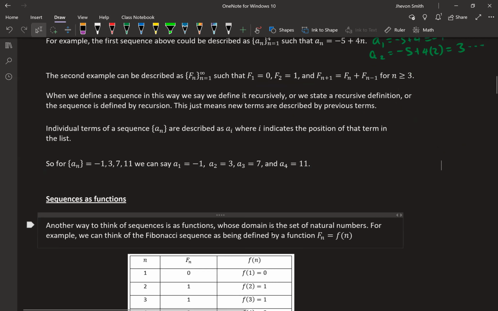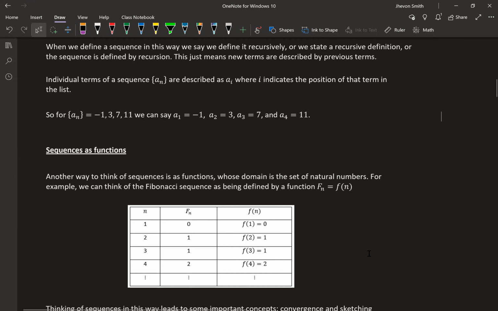Another way to think about sequences is as functions. So we can think of a sequence as a function where the input set is the set of natural numbers, just the counting numbers, 1, 2, 3, 4. And the output is the value, which is actually the terms of the sequence.